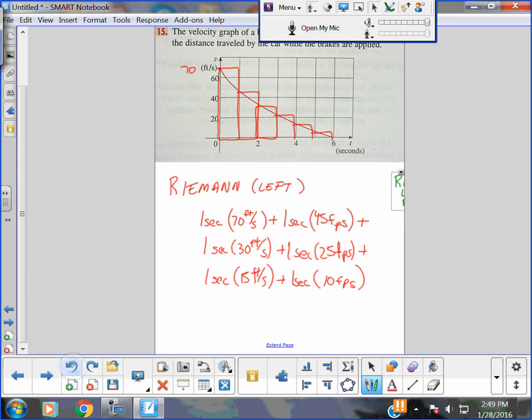All right. Since it's all times 1, I kept the math easy. 70 plus 45 is 115, 145, 170. I get 195 feet. I'm not feeling too confident about Rudolph at the moment.